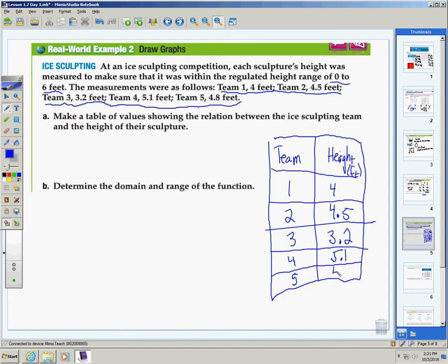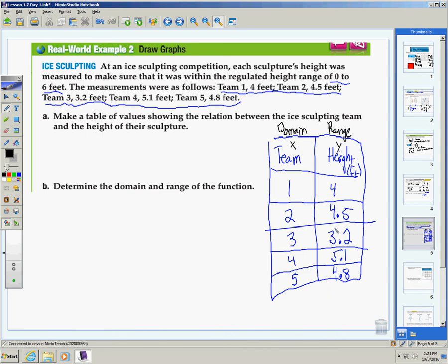And now I need to determine the domain and the range for the function. Remember, if I look at my table, this is kind of like x and y. X is always your domain, so these are all the values of my domain. Y is always your range, so here are all the values of my range. So I've just determined the domain and the range for the function. Domain is x, range is y.